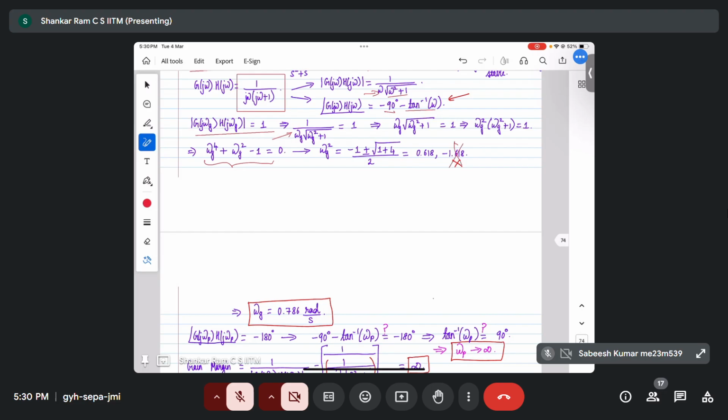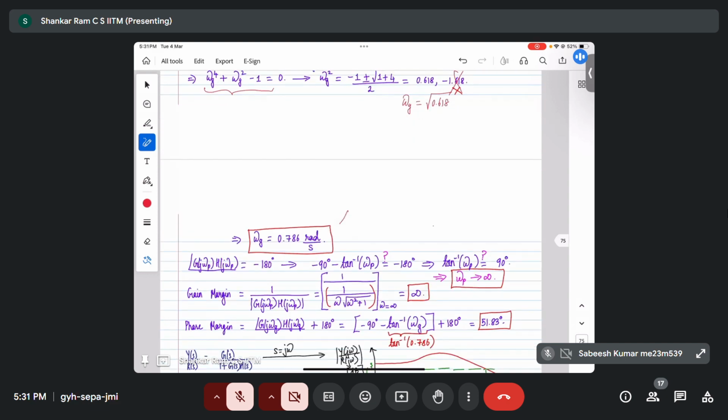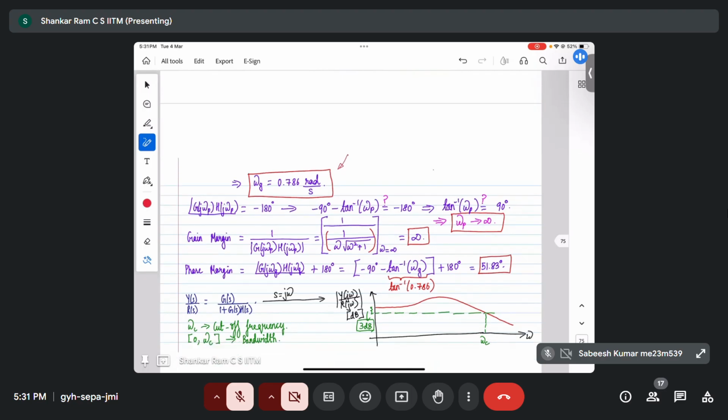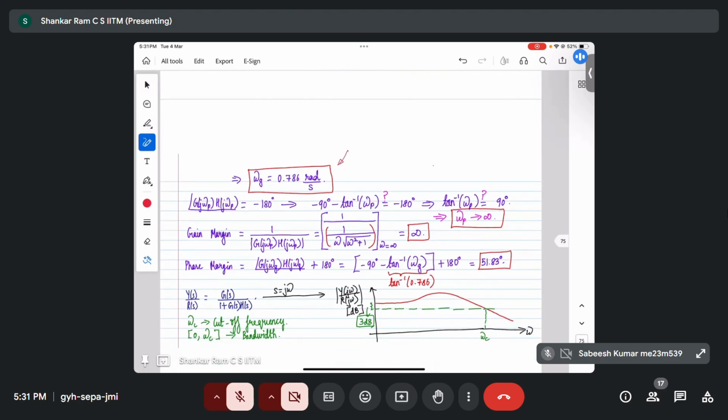I hope it's clear, right? Sorry, minus 1.61. So then omega g will be the square root of 0.618, which is 0.786.